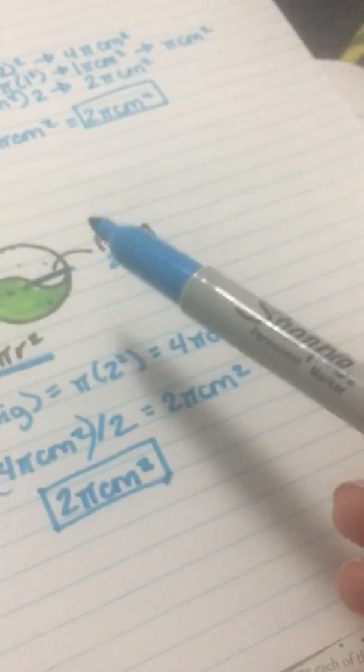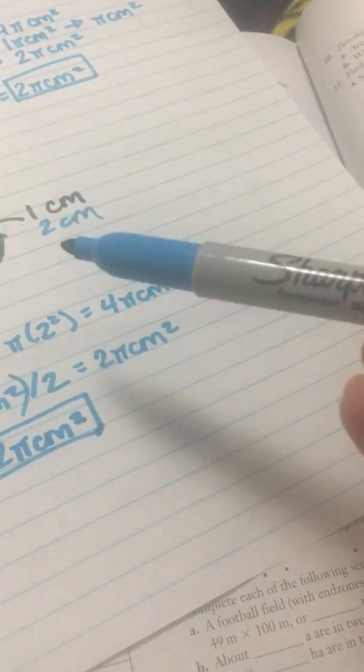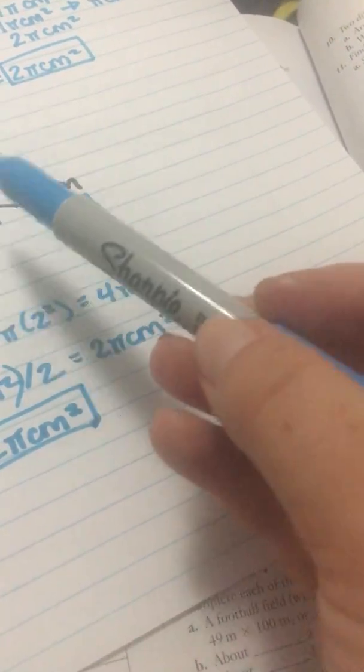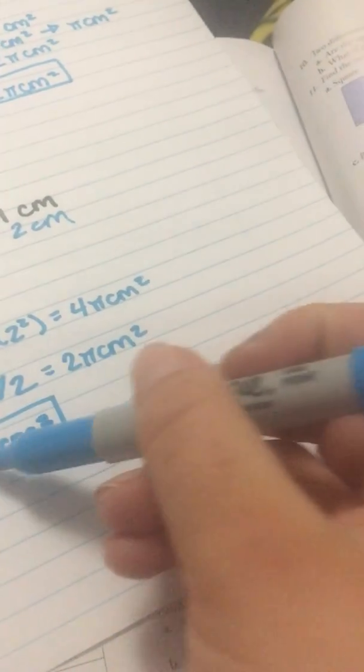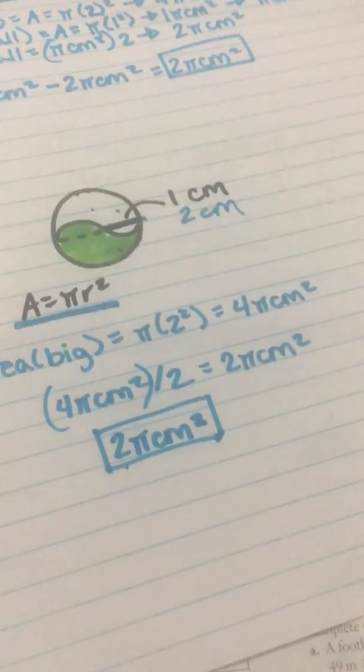So for part C, we did the whole circle area, and then we just divided by 2 because it's an equal divide between shaded and unshaded. I did that backwards, but shaded and unshaded. And we found out that the area for the shaded region is equal to 2 pi centimeters squared.